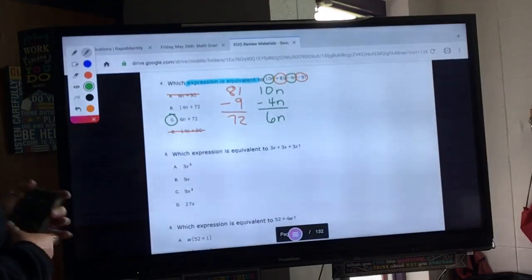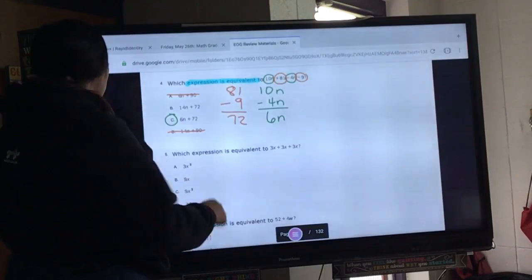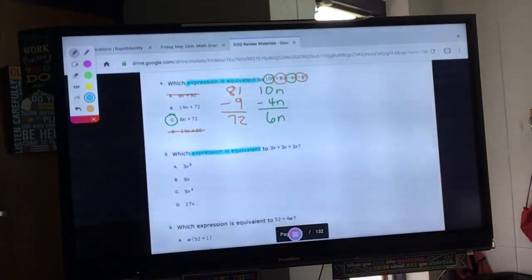All right, number 5. Number 5 says, which expression is equivalent to 3x plus 3x plus 3x? All right, stand up if you picked A. If you didn't do it, solve real quickly. Stand up when you have your answer. Say it that way.